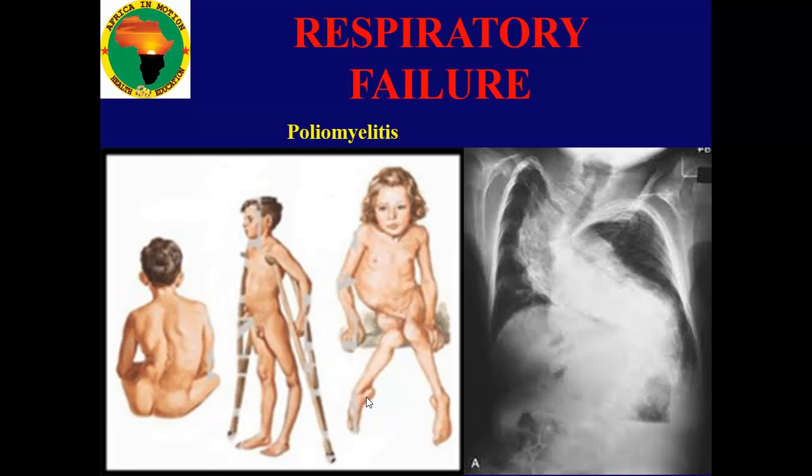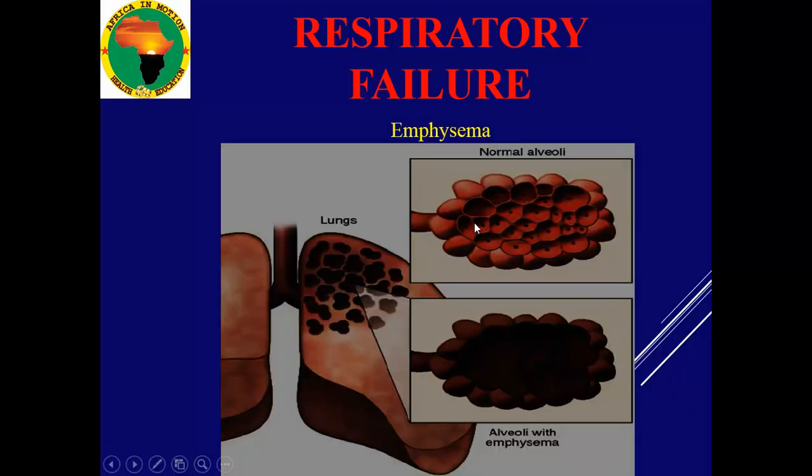Poliomyelitis. Poliomyelitis, we know, is a disease that causes paralysis of different limbs or different systems of the body. It can cause this kind of malformation. It can affect any part. Okay, you can see now the lungs are no longer having a normal shape. They are gone, and even the bones are gone as well. So this can cause respiratory failure as well.